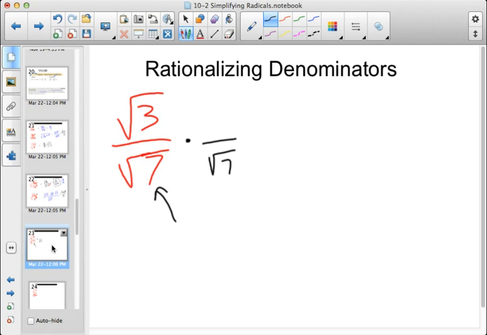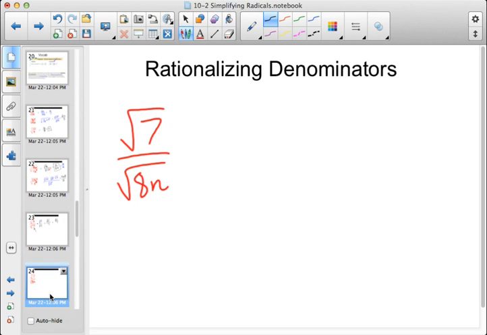Now, if we're multiplying a fraction by 1 and our efforts are not to change the fraction, we should put the square root of 7 on top as well. Again, this is called rationalizing a denominator. Now, when we do this, we get square root of 3 times square root of 7, which is square root of 21, over square root of 7 times the square root of 7, which is just the number 7. Now, I don't believe square root of 21 has a perfect square factor in it, so in this case, we would just leave it as square root of 21 over 7, and that would be our answer.